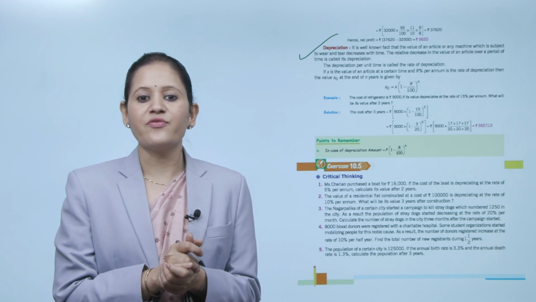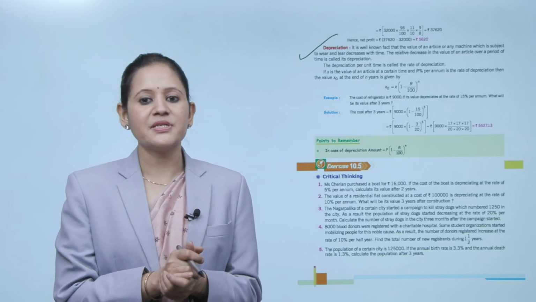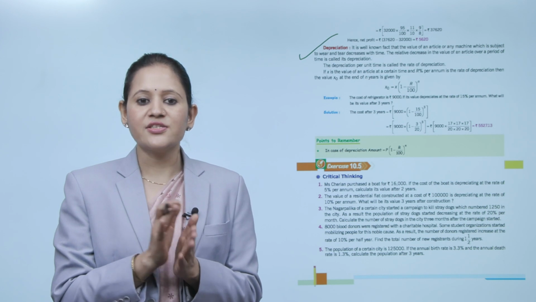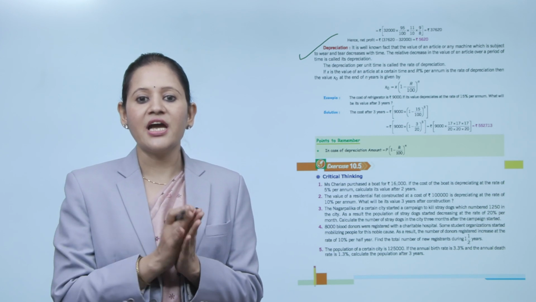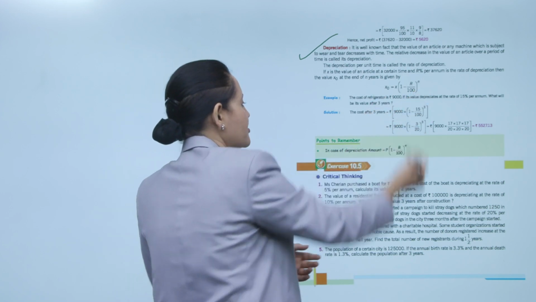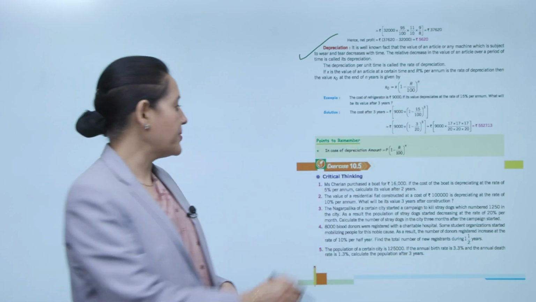If x is the value of an article at a certain time and R% per annum is the rate of depreciation, then the value at the end of n years is given by x(1 - R/100)^n. We'll take an example.